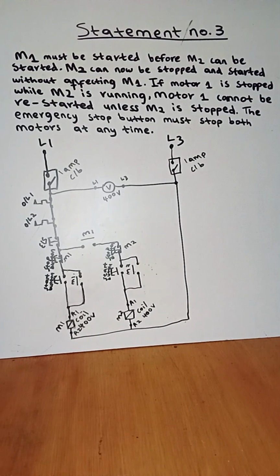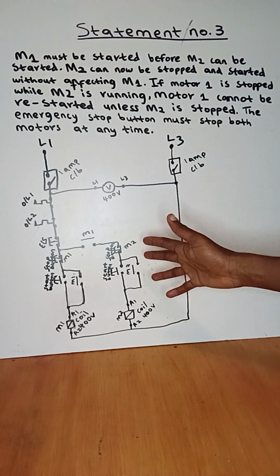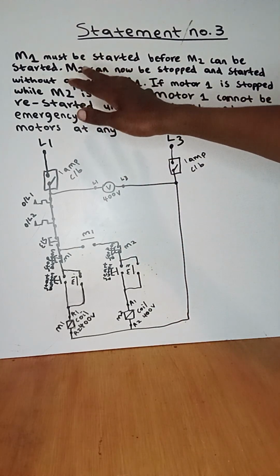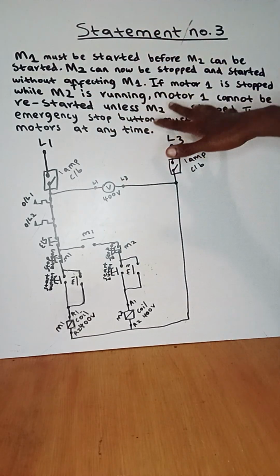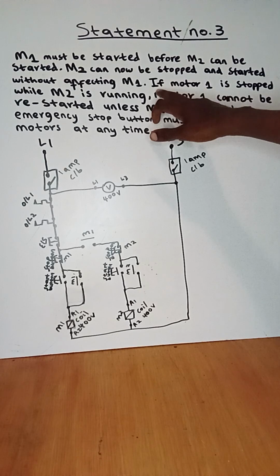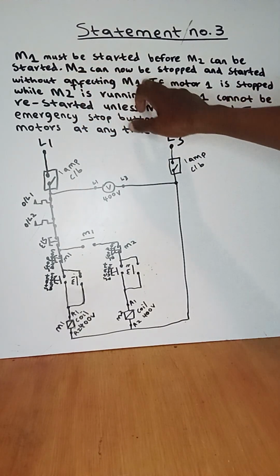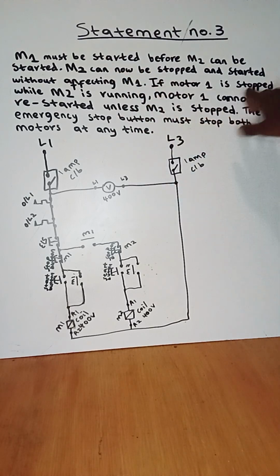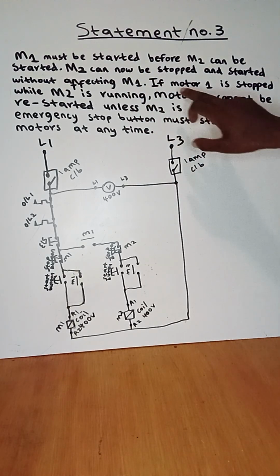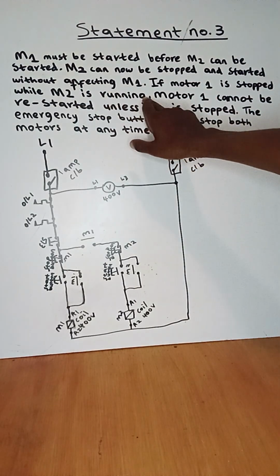Right. So from this sketch, we drew it from statement number 1 and statement number 2. So we will continue from sentence number 3. Sorry, it was sentence number 1 and sentence number 2. So we'll continue from sentence number 3, in which says if motor 1 is stopped while motor 2 is running.